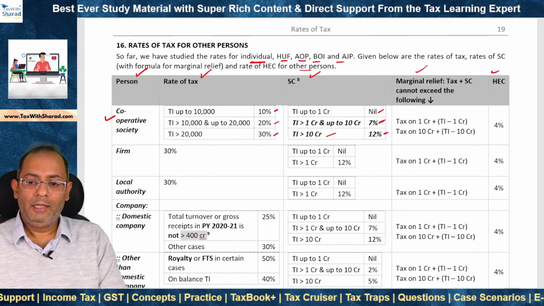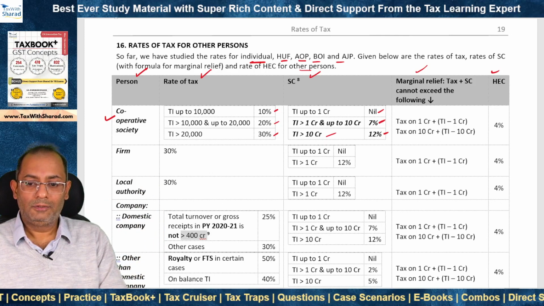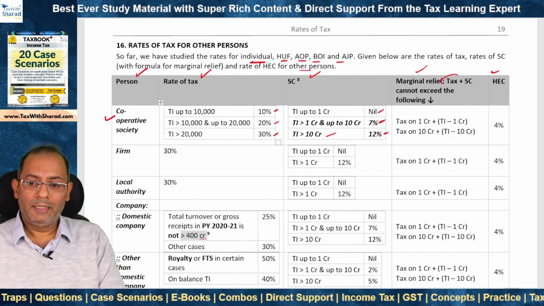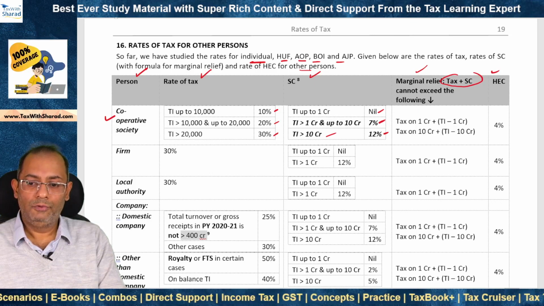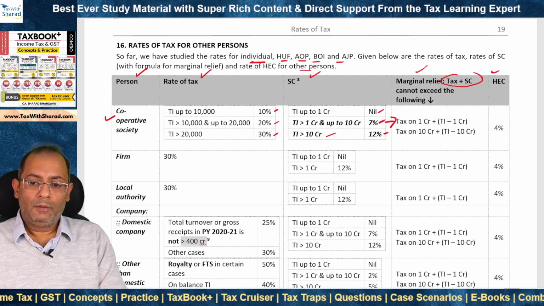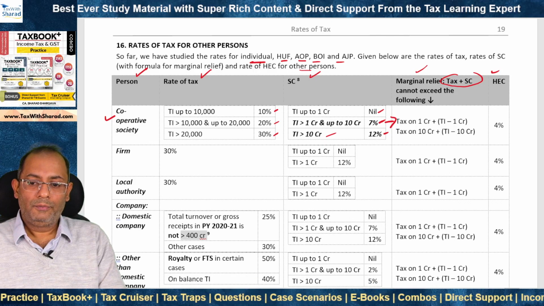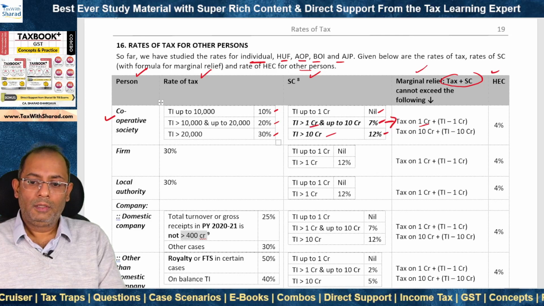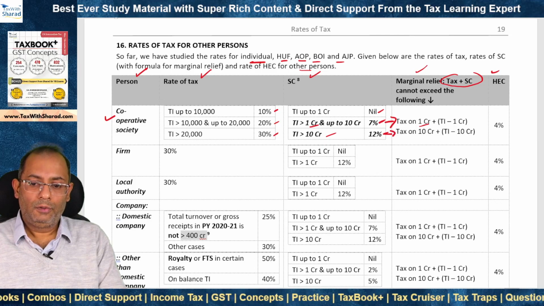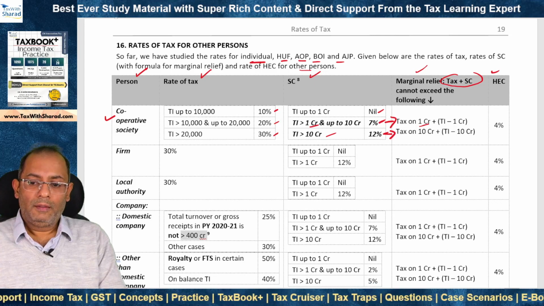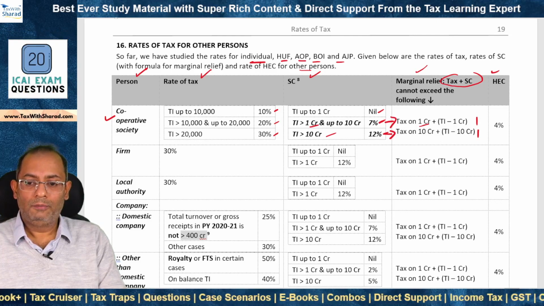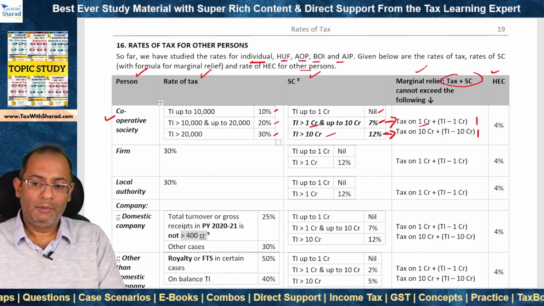And marginal relief, the concept is basically the same as we discussed in the case of individual, HUF, AOP, BOI and AJP above, wherein tax plus surcharge that we compute in the normal manner cannot exceed the following amounts. So where the total income is greater than 1 crore and up to 10 crore, the tax plus surcharge cannot exceed tax on 1 crore, which basically corresponds to this threshold, plus total income minus 1 crore. Similarly, where total income is greater than 10 crore, the tax plus surcharge cannot exceed the amount computed as tax on 10 crore plus total income minus 10 crore. So it will be good to remember these formulae for marginal relief both here as well as what we discussed above, and the cess is 4%.